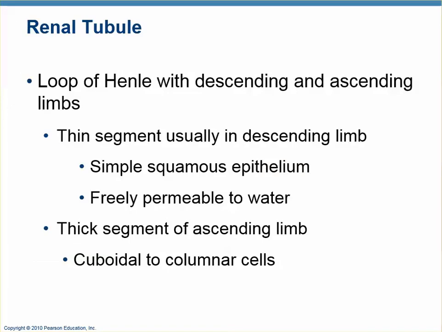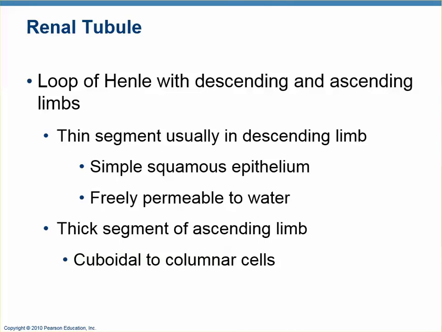The loop of Henle is the first part of the renal tubule that actually descends into the medulla. The renal corpuscle and the proximal convoluted tubule are all in the cortex. The loop of Henle, ascending and descending limbs, pass down into the medulla. And there's two parts to it.